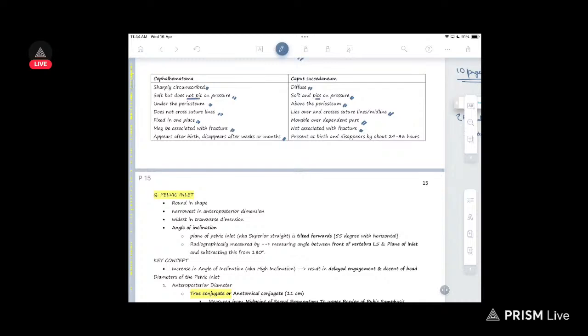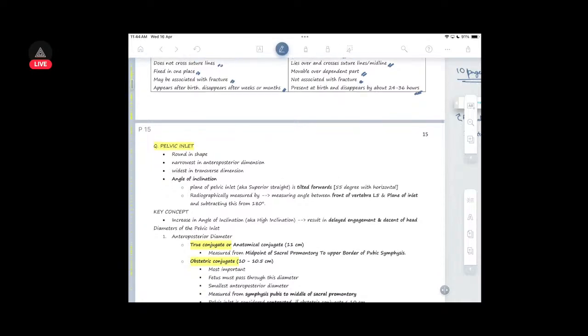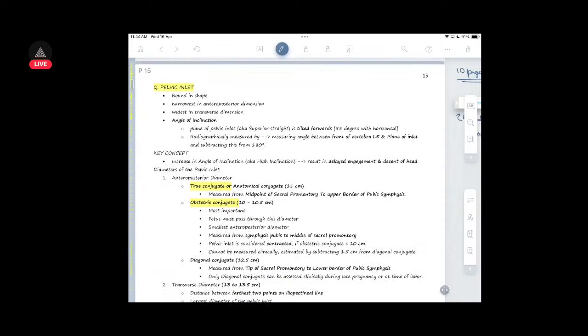Cephalohematoma does not pit. It is sharp, under the periosteum, does not cross the suture line, and is fixed to one place. Caput succedaneum is diffuse, over the periosteum, crosses the suture line, is movable over the dependent area, and is not associated with fracture. Cephalohematoma may be associated with fracture. It appears after birth and disappears after weeks or months.